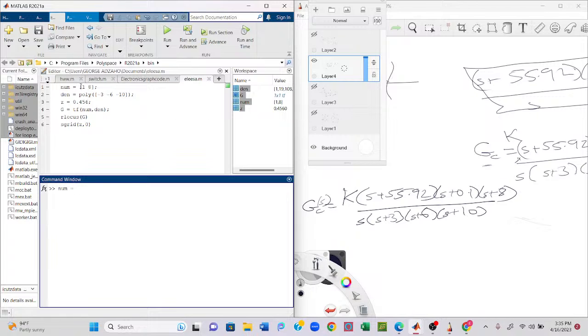We can't use this. We need to use poly, the root form. Poly. If you want to use this, you can go ahead and expand it. Poly, the first one is the roots for the numerator: negative 5.92, negative 0.1. Then the new denominator.